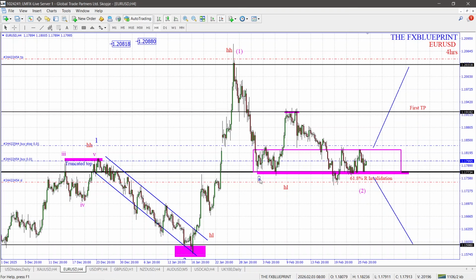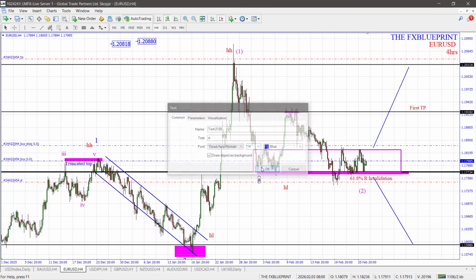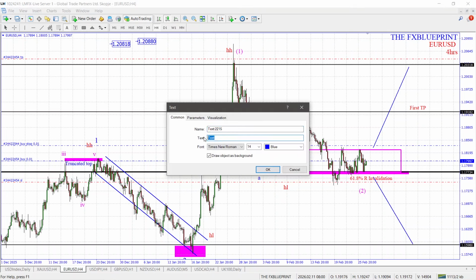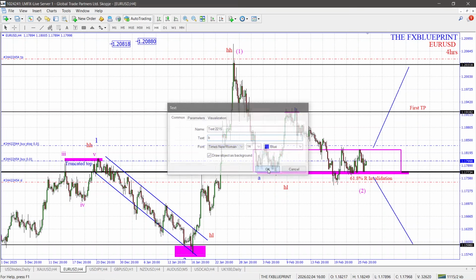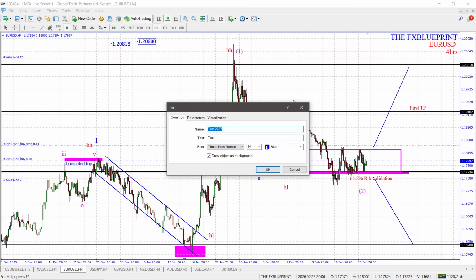Perhaps you guys can see this. I'll extend it a little bit so it's like at least 14. So we have A, and then we have B, which is just a simple zigzag retracement. And then we have our wave C.